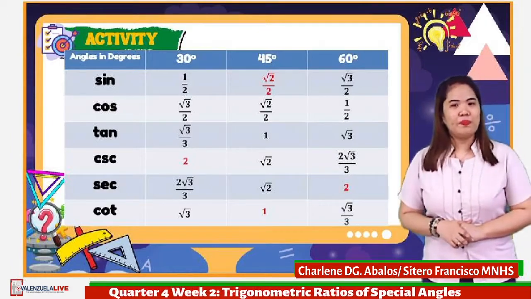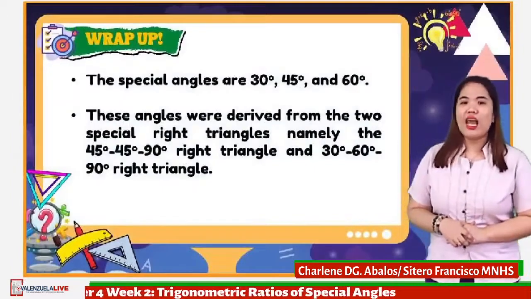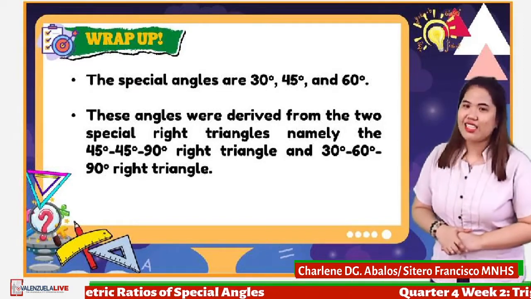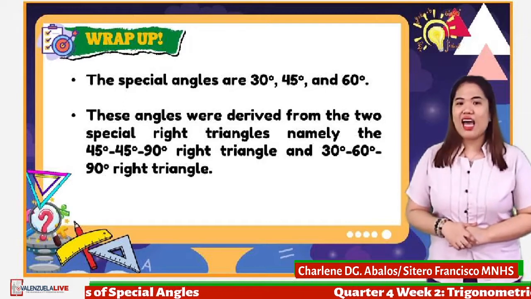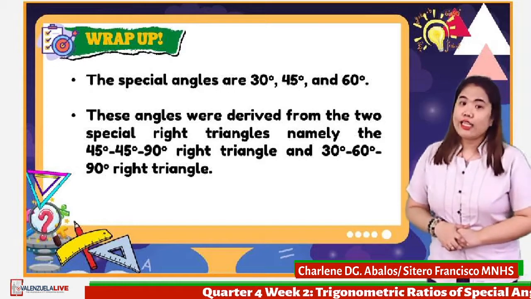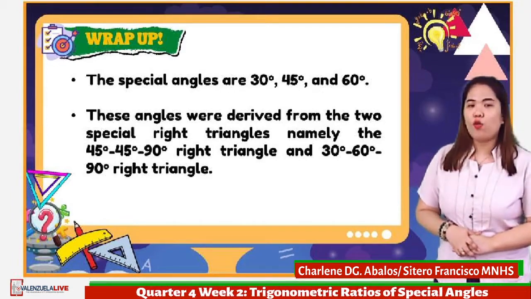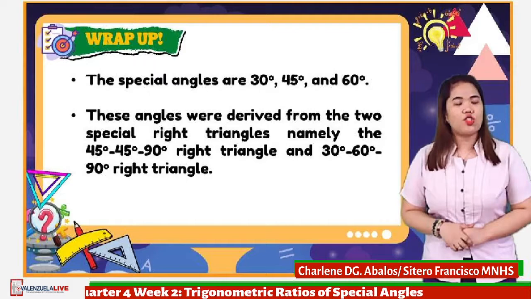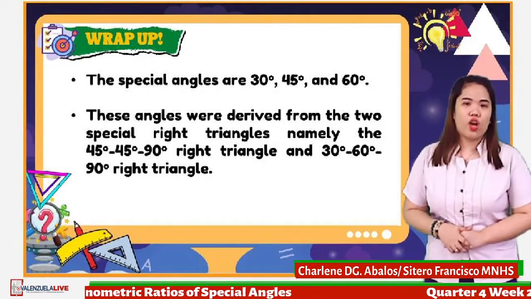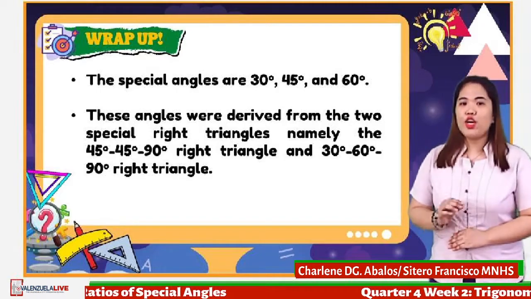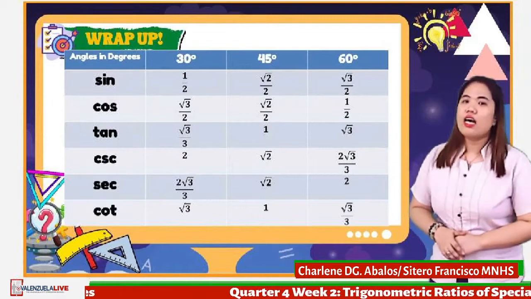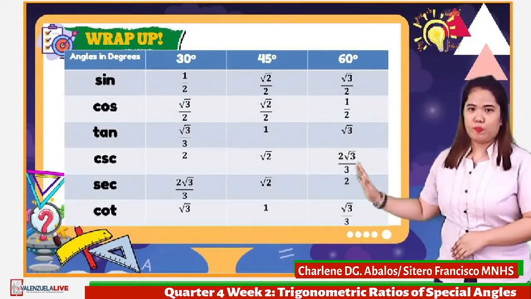To wrap it up, the special angles are 30 degrees, 45 degrees, and 60 degrees. These angles were derived from the two special right triangles, namely the 45 degrees, 45 degrees, 90 degrees right triangle, and 30 degrees, 60 degrees, 90 degrees right triangle. For you to remember the trigonometric ratios of special angles, here is the table.